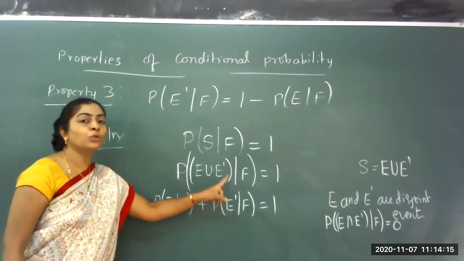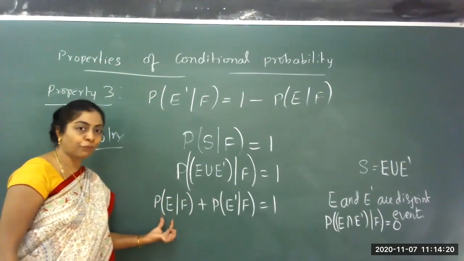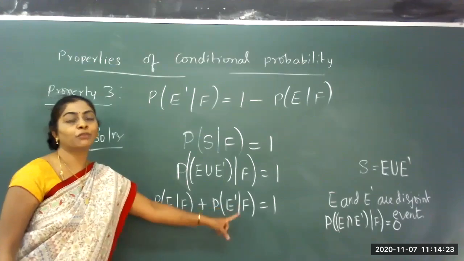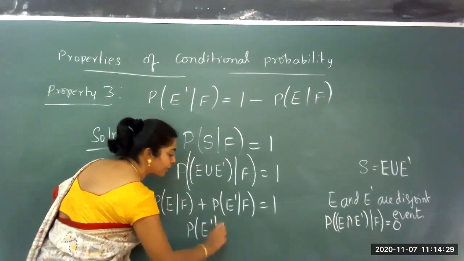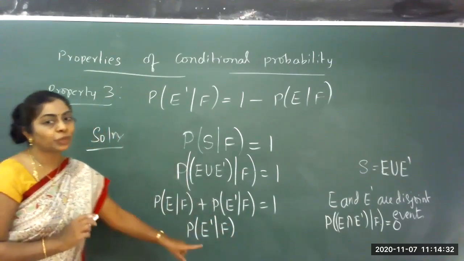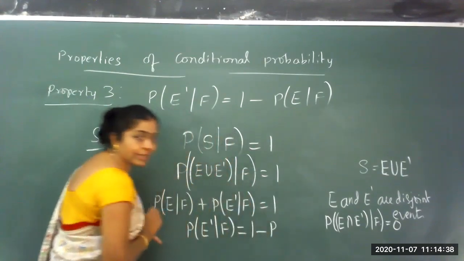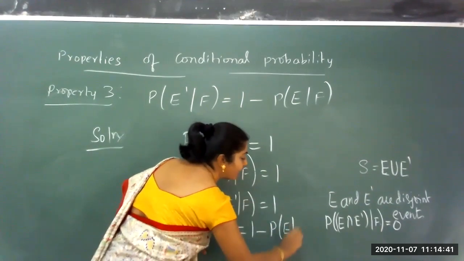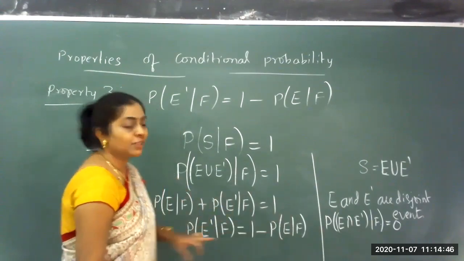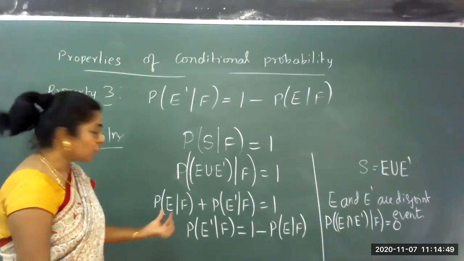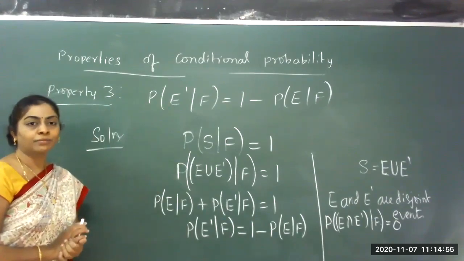The conditional probability of E union E dash when F has occurred is given by the sum of two terms: the conditional probability of E when F has occurred plus the conditional probability of E dash when F has occurred, which is equal to 1. Using this idea, the conditional probability of E dash when F has occurred is equal to 1 minus the conditional probability of event E when F has occurred. That proves the result. I just rearrange by shifting this to the right side.